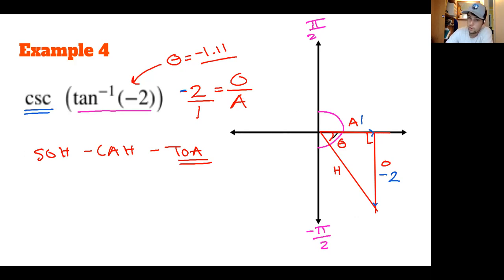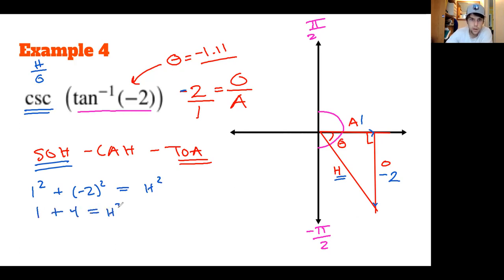And cosecant is reciprocal sine. So sine is opposite over hypotenuse, so cosecant is going to be hypotenuse over opposite. Either way, I need to figure out this hypotenuse using my Pythagorean theorem. 1 squared plus -2 squared equals my hypotenuse squared. That's 1 plus 4 equals h squared. That's 5 equals h squared. So that means that h is equal to the square root of 5. The hypotenuse is equal to the square root of 5.